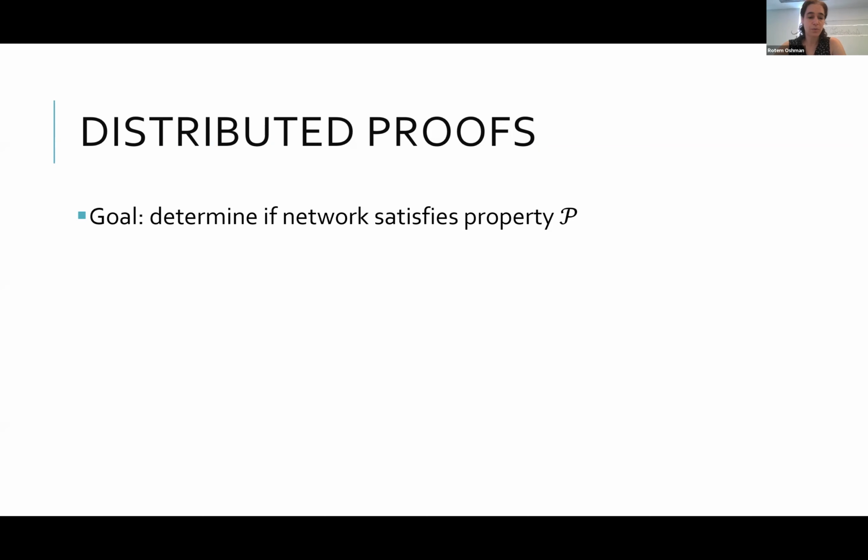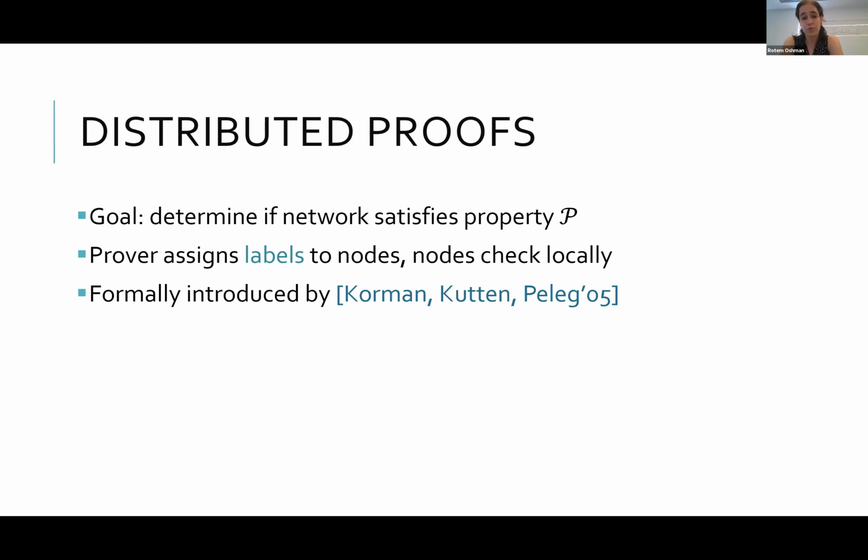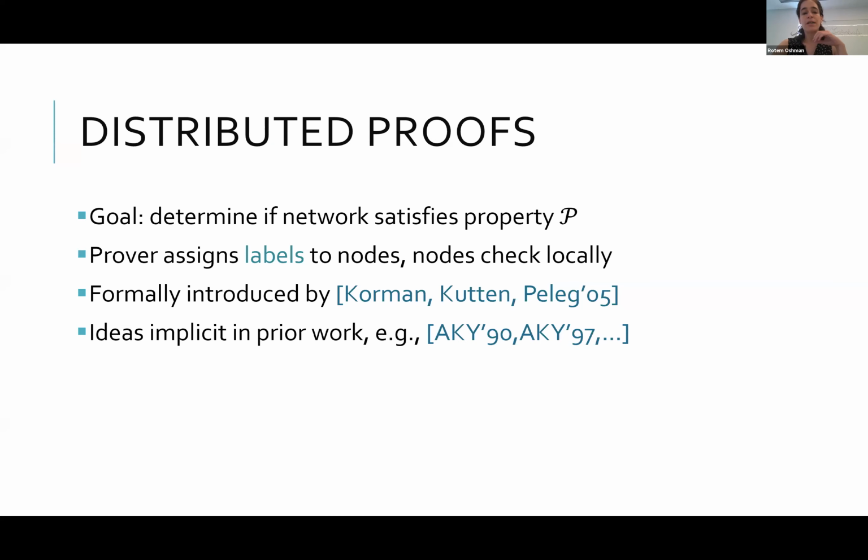So for this purpose, we are going to ask the Prover to assign labels to the individual nodes of the network. And then the nodes will locally look at their own label and their neighbors' labels and decide if they accept or reject. In other words, if they became convinced that the network has the property P, or if they're not convinced. So this notion was formally introduced by Amos Korman, Kutten, and Peleg, but it was actually present already, not explicitly, but implicit in prior work on self-stabilization.